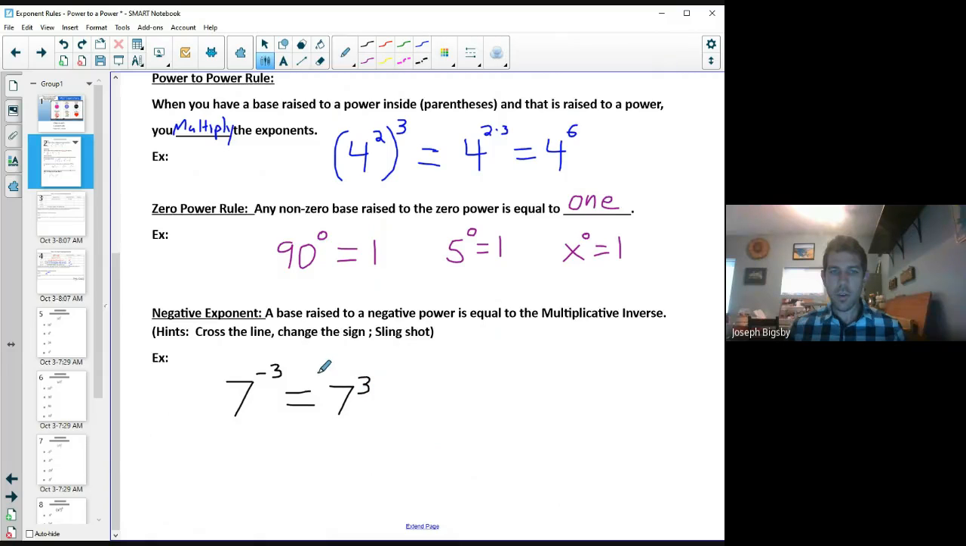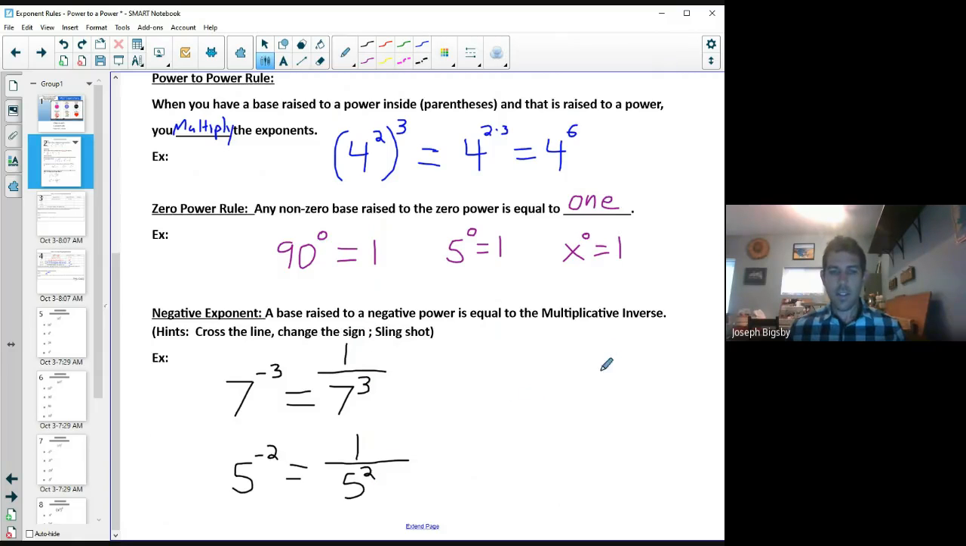And then reciprocal, we're going to put it on the bottom of the fraction bar with a 1 over it. I like this little hint. Cross the line, change the sign, slingshot. And all that means is if you have a negative exponent, you can cross the line, change the sign, and slingshot it to the bottom. It was up top, now it's on the bottom.